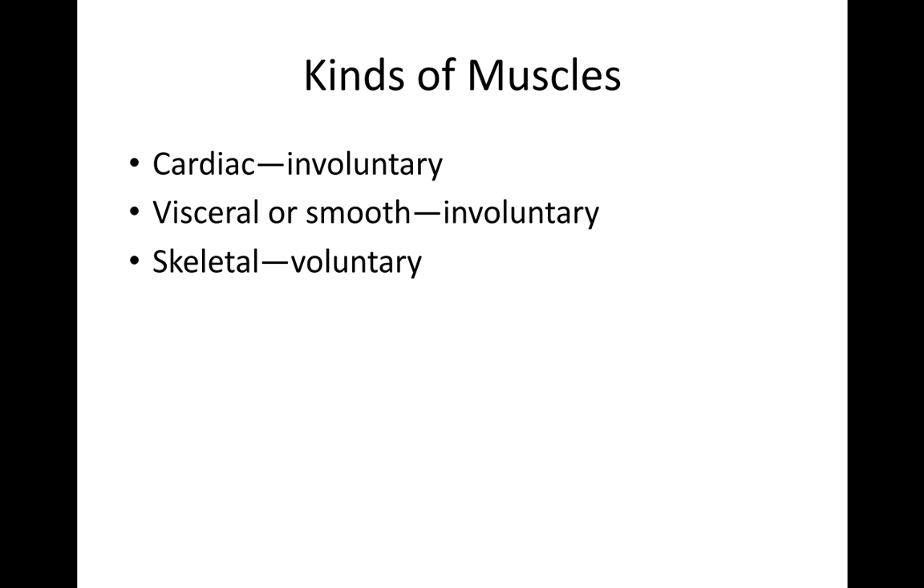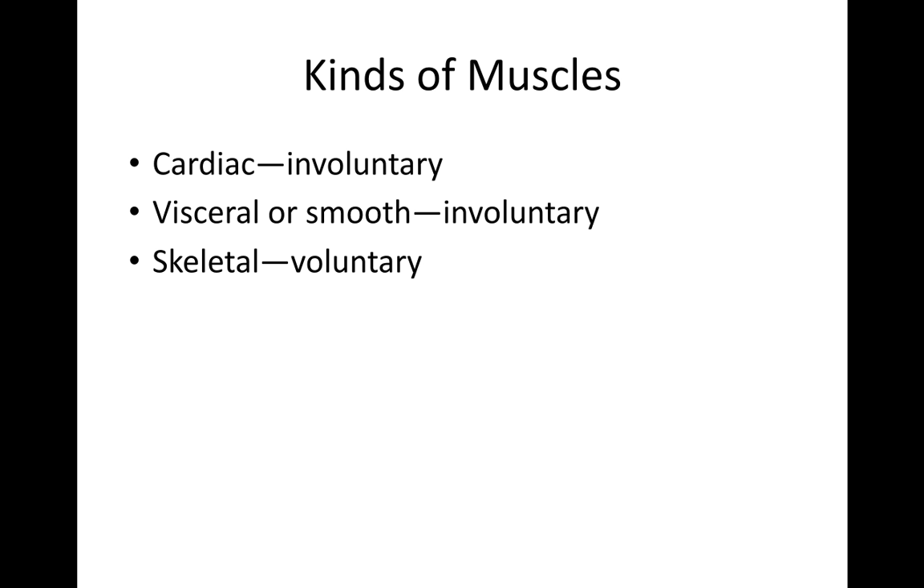But you need to know that cardiac muscle is not voluntary. We do not personally control it. We have automated processes in our body that control it, which makes it an involuntary muscle. Visceral or smooth muscle is also involuntary, because we don't think about telling our intestines to digest our food or telling our ureters to move urine from our kidneys to our bladder.